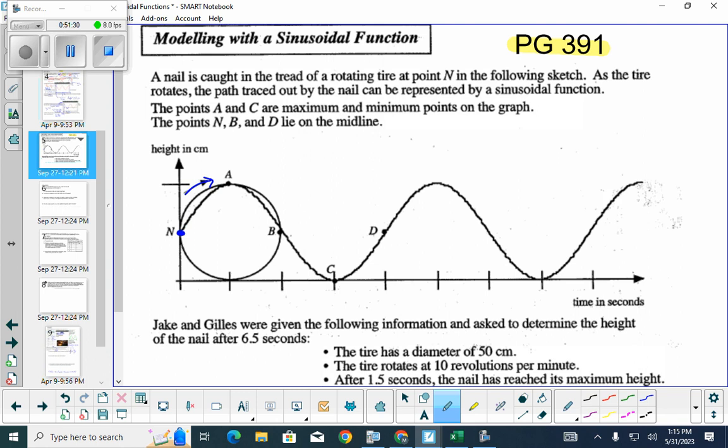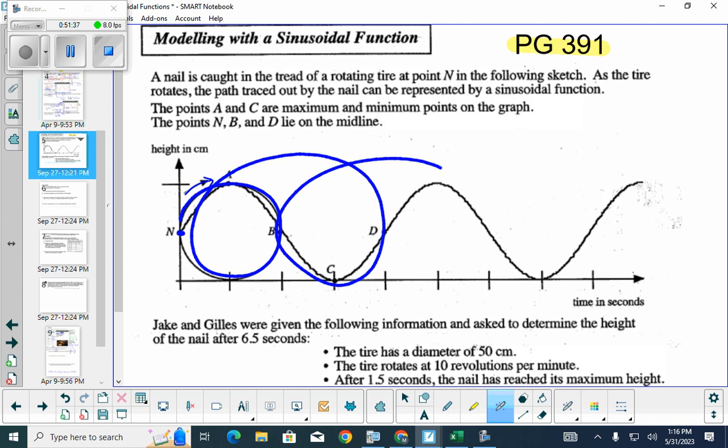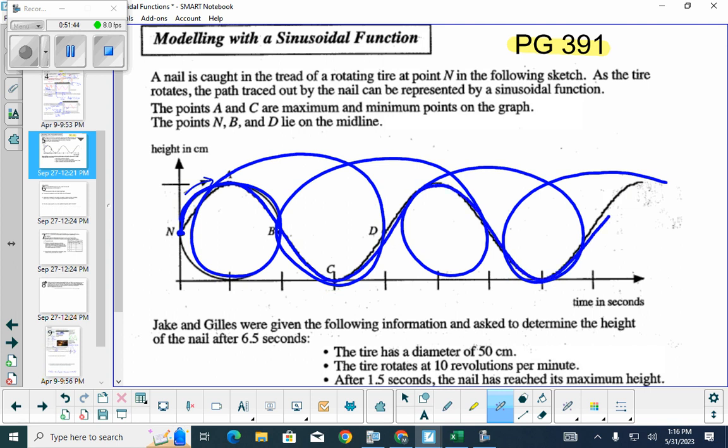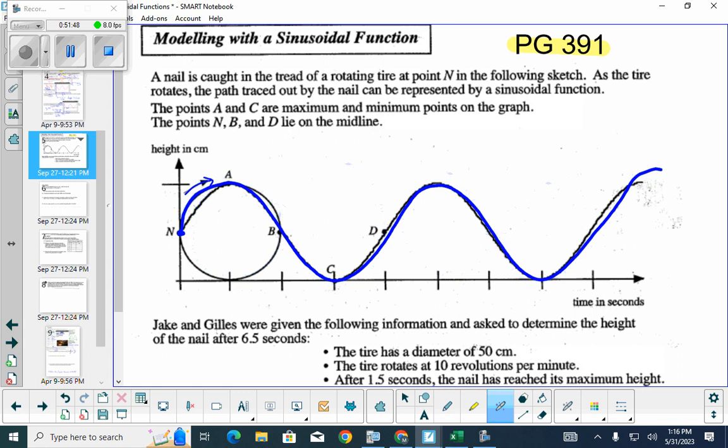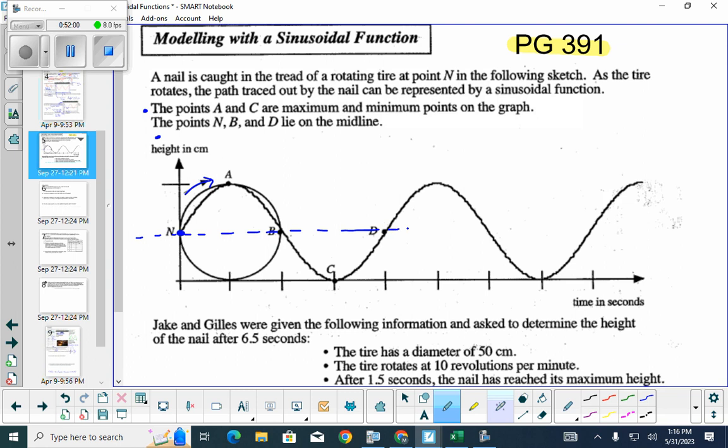So as that wheel rotates, right? So as this wheel goes round, like that, the height of the nail goes up, down, like that. Make sense? Okay. So A and C are maximums and minimums, and B and D lie on the midline. So we know that this is the midline, this is the top, this is the bottom.